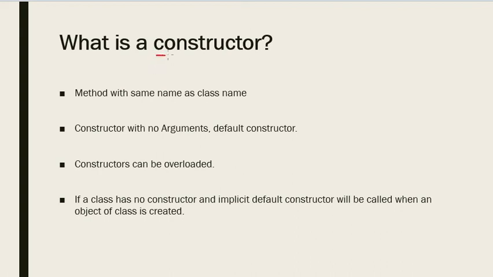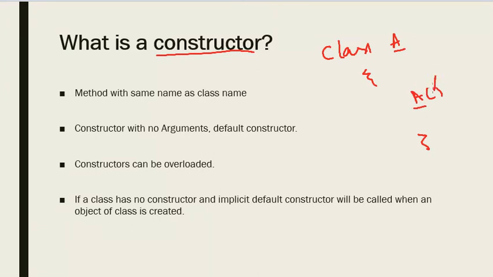What is a constructor? A constructor is just like any other method or function in a class, but the only difference is that if the name of the class is, let's say, A, then this function also has the name A. So it's a function with the same name as the class name. There are two kinds of constructors.